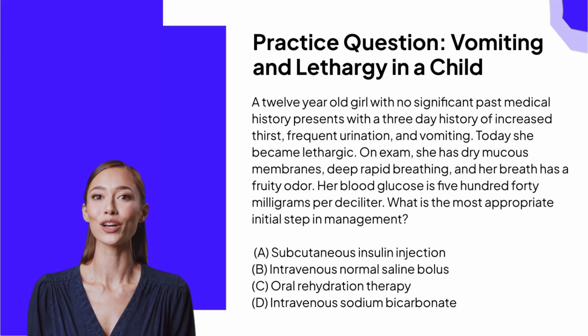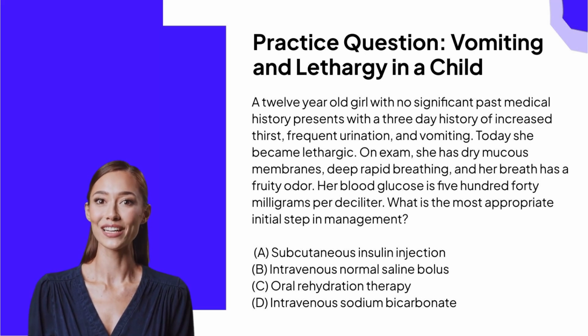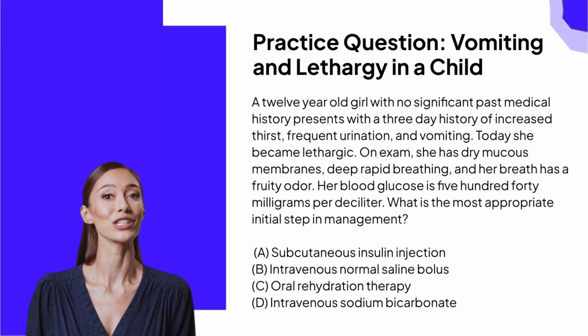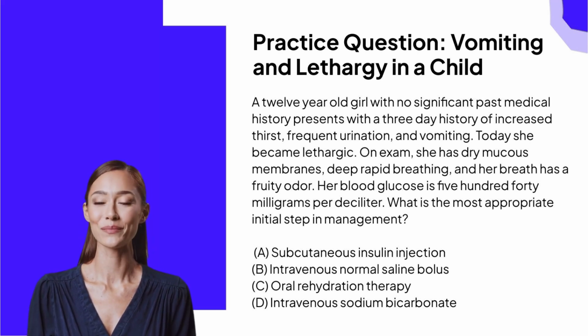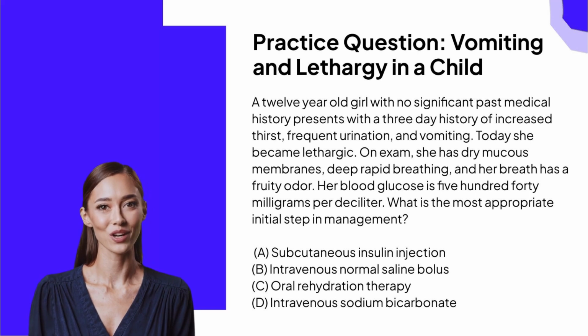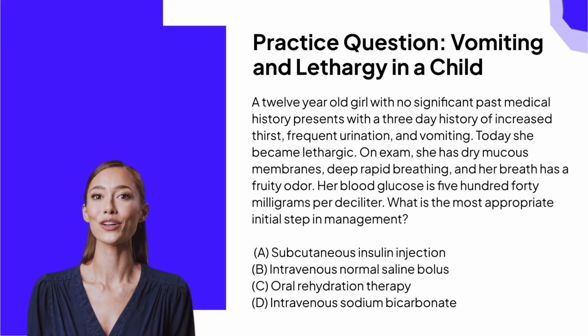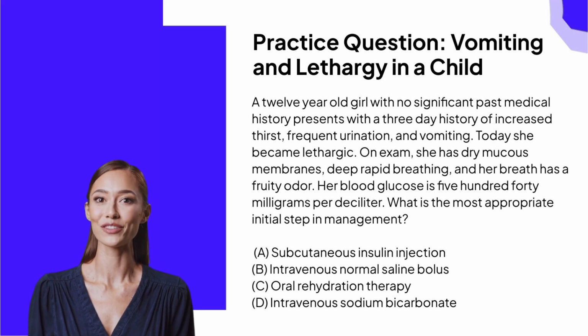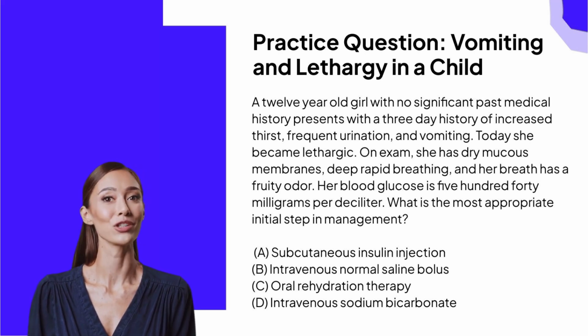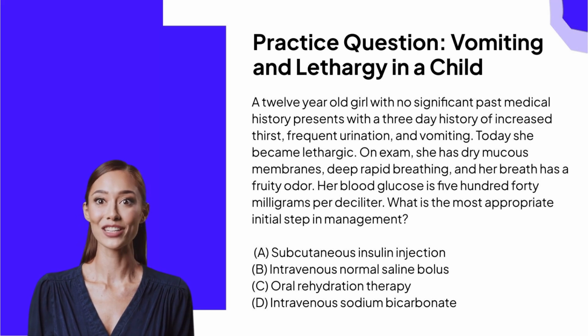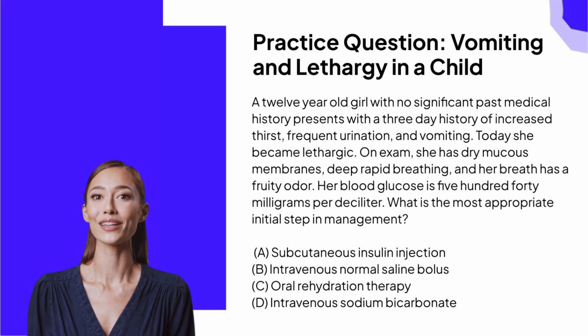A 12-year-old girl with no significant past medical history presents with a 3-day history of increased thirst, frequent urination, and vomiting. Today, she became lethargic. On exam, she has dry mucous membranes, deep rapid breathing, and her breath has a fruity odor. Her blood glucose is 540 milligrams per deciliter. What is the most appropriate initial step in management? Take a moment to think about this before we walk through the answer on the next slide.